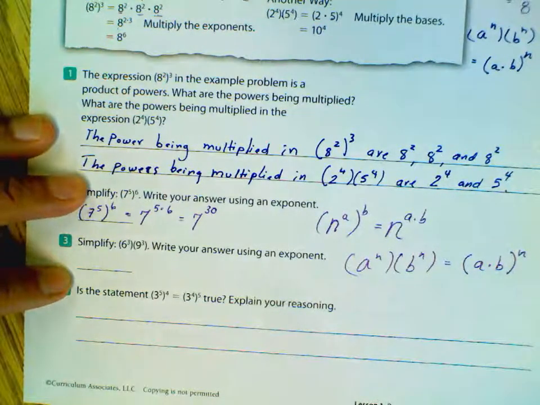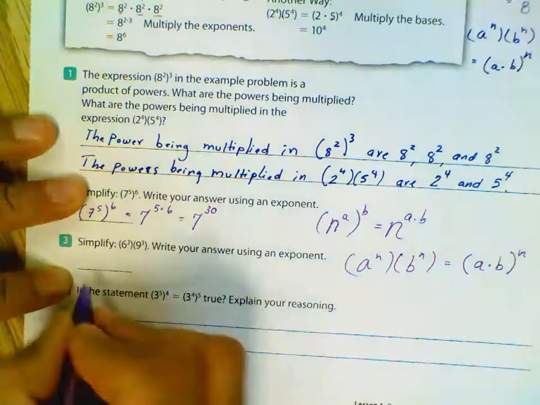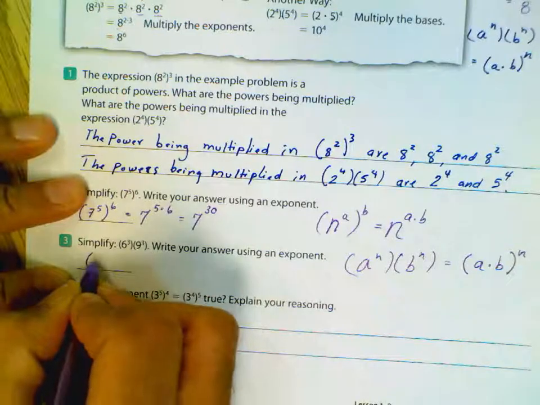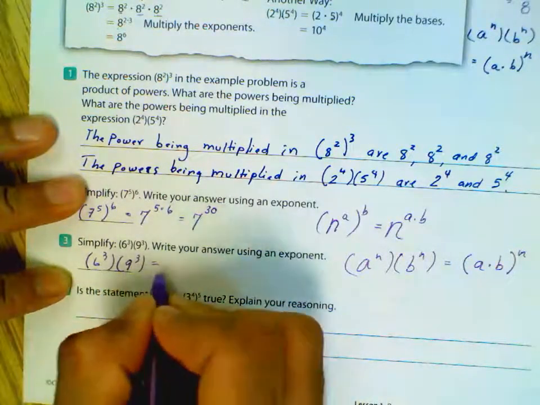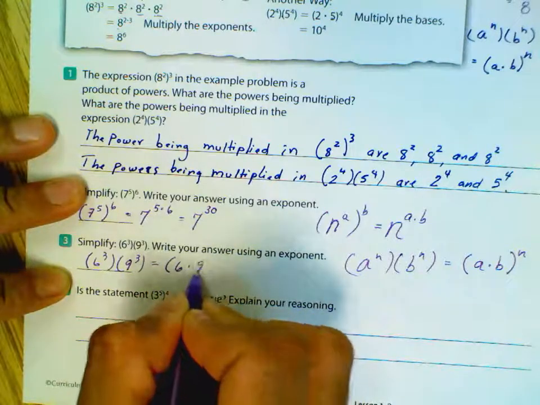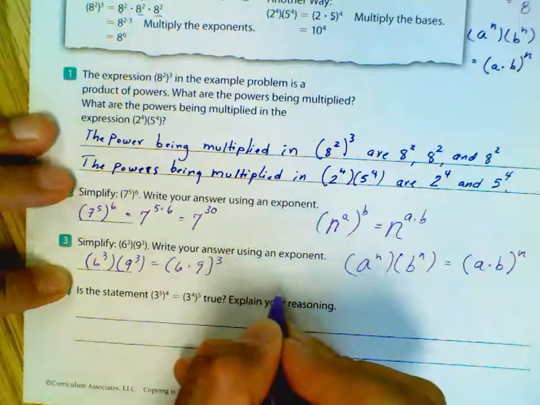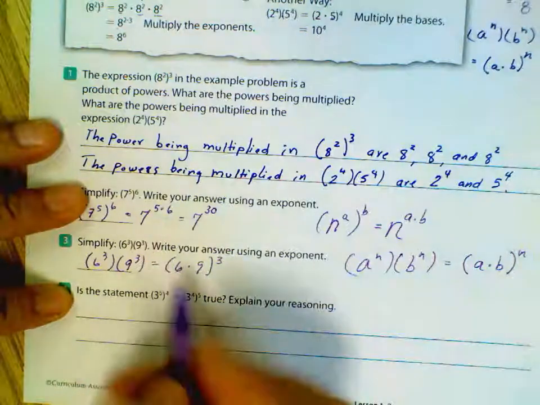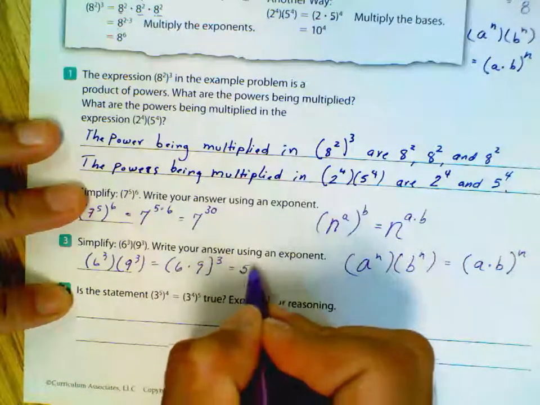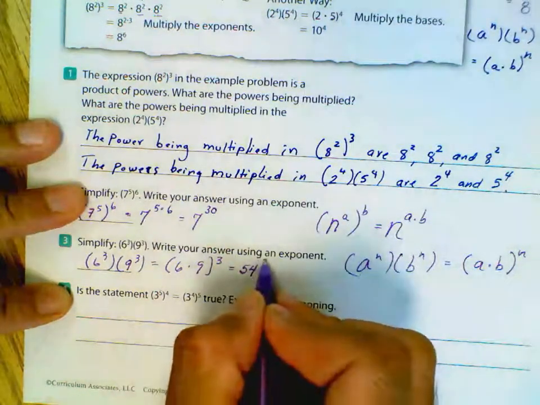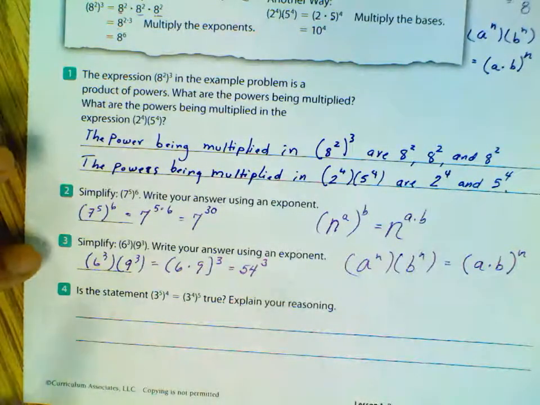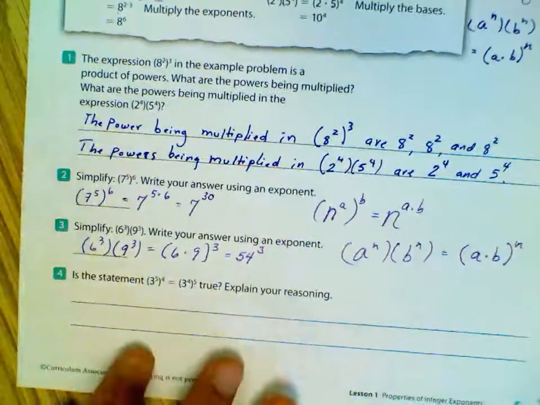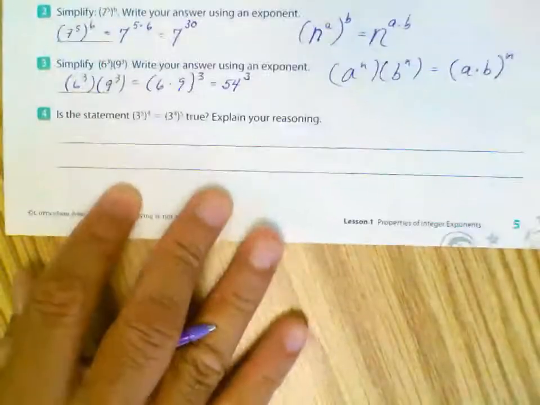Okay, so in this case, we're going to multiply 6 times 9. So I'm going to have 6 to the 3rd power, and I'm going to write this one again, 9 to the 3rd power, equals 6 times 9 to the 3rd power, and 6 times 9 is 54 to the 3rd power. That's number 3. Let's do number 4.